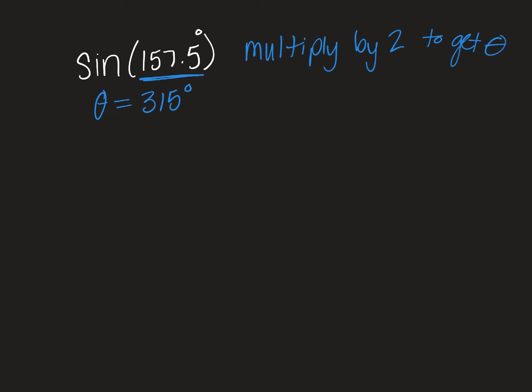So, our formula for sine is plus or minus the square root of 1 minus cosine 315 over 2. Right, because look at the formula. It says sine 1/2 theta. So 1/2 of 315 is 157.5. So that's why we're multiplying by 2.